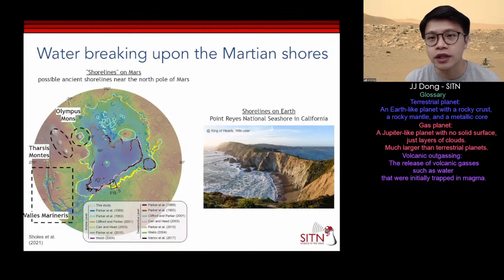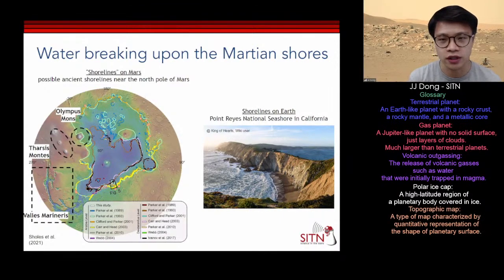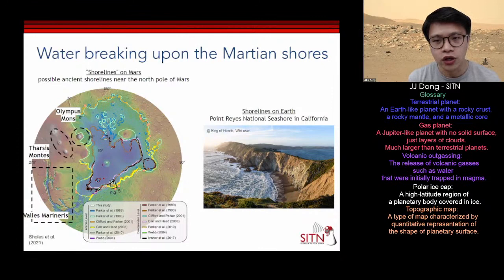I think one feature I already mentioned is Olympus Mons, which is a very large volcano on the Martian surface. And the colored lines in this map show all possible shoreline features on the Martian surface that planetary scientists have identified in their research. The early Martian oceans could have been as big as the entire northern hemisphere, or it's actually much smaller and only limited to the polar area.